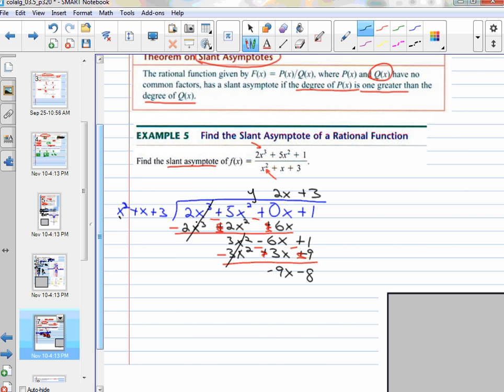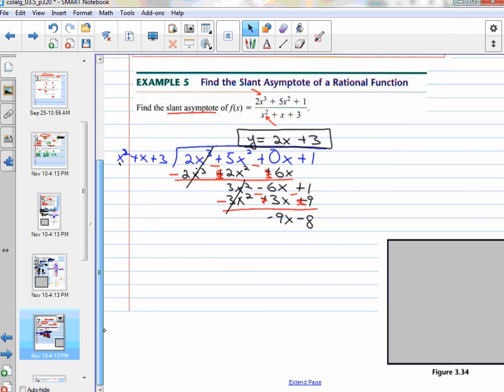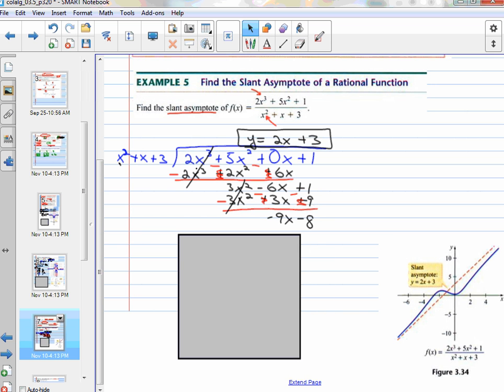We just care about that. That is the slant asymptote. Y equals 2x plus 3. This one happens to be the one that I showed you. Y equals 2x plus 3. There it is. That line. Y-intercept is 3. Slope is 2. It's a slant asymptote. They didn't ask us to graph this one. They just said find that slant asymptote.